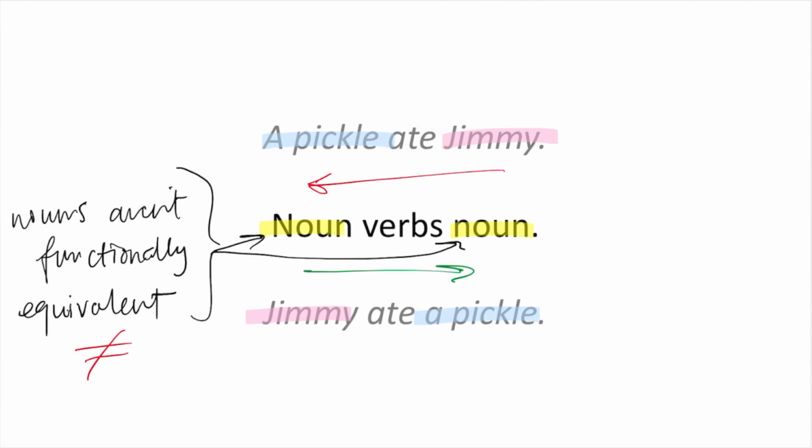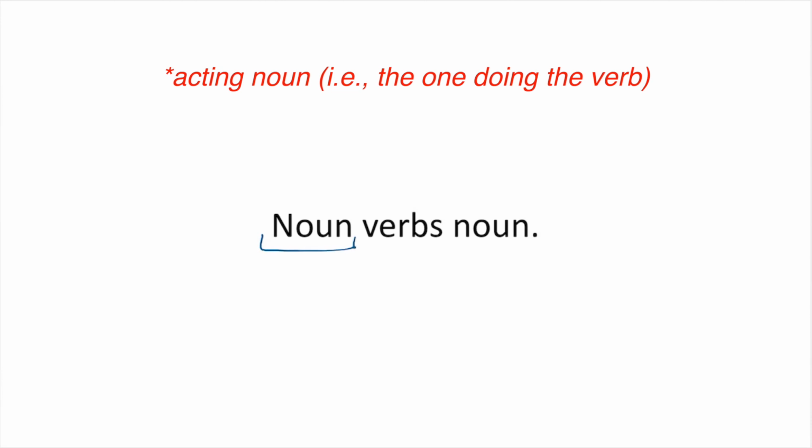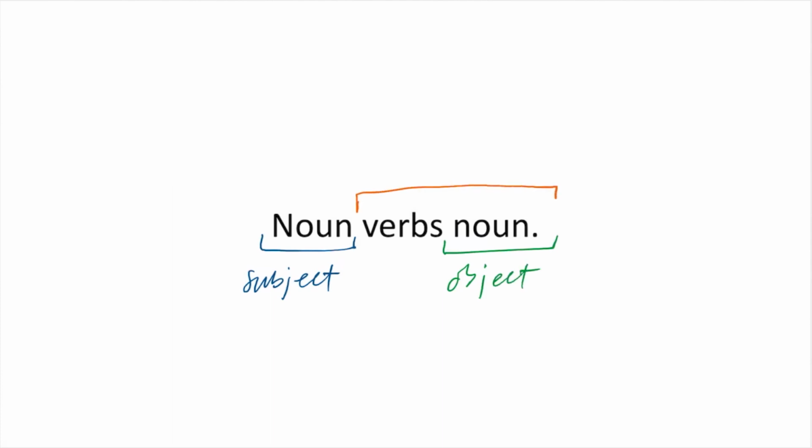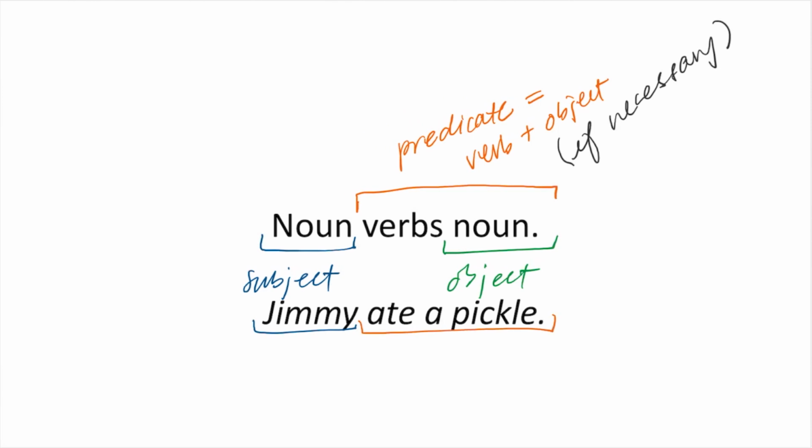Let's simplify again. In order to distinguish between the first noun and the second noun, we can call one the subject and one the object, based on their placement with respect to the verb. We can say that the noun is the subject of the sentence, and then the verb's noun, that's what's called the predicate of the sentence. Now, we say the word predicate to distinguish it from the subject because some predicates don't have an object. So this is why I've written here, the predicate usually equals verb plus an object. Now, again, not all verbs have an object. In this case, Jimmy is our subject, and ate a pickle is our predicate. Obviously, a pickle is the object of the verb ate.